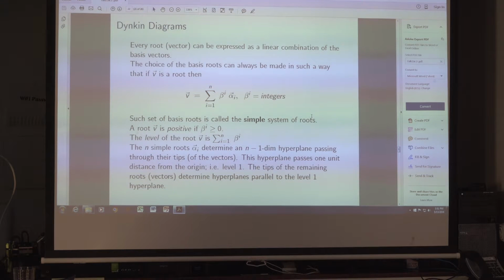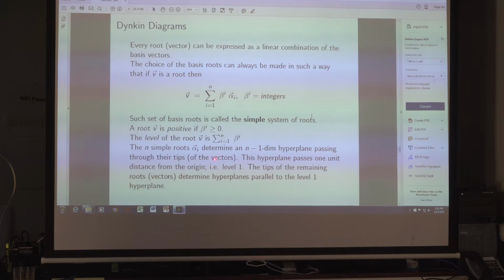So a two-sphere will require 3 numbers, 3 coordinates to define it. In the same way, n simple roots correspond, when you draw the root diagram in any dimensions. When you look at the tips of those vectors, all those roots, n of them will determine an n-1 dimensional hyperplane passing through the tips.